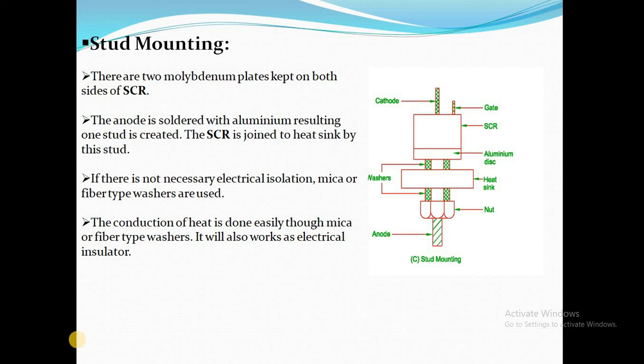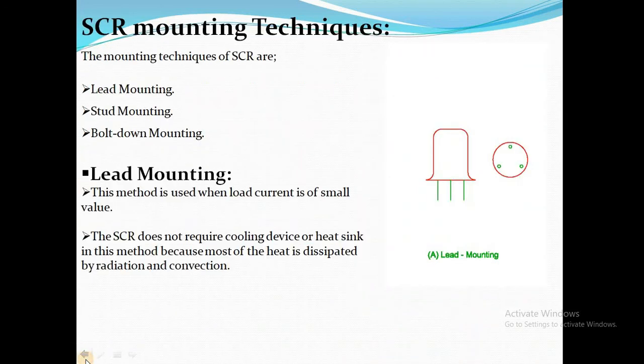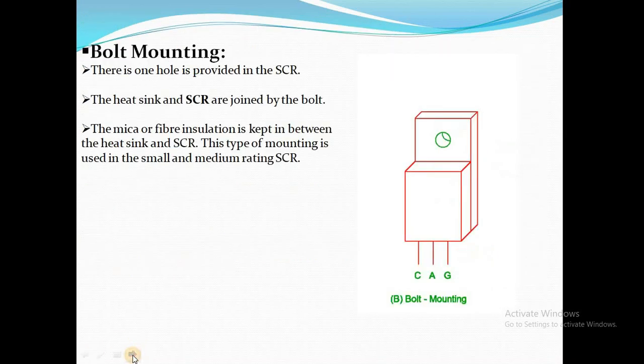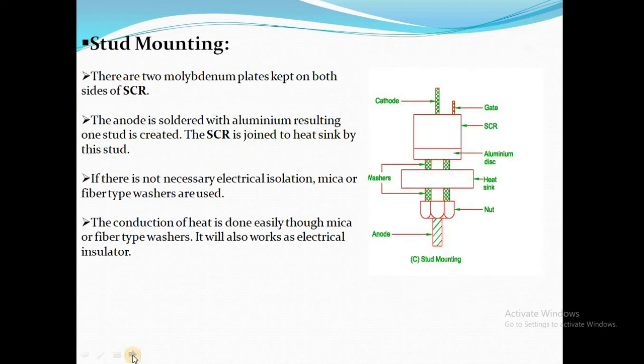As the power rating increases, the current increases. Due to the increase in current, temperature increases, and that heat needs to be dissipated into the atmosphere. So for this, heat sink connections are also used. There are three types of mounting techniques we are using. The first one is lead mounting, which is used for very low power applications. Second is bolt mounting, which is used for medium power applications, and stud mounting is used for high power applications.